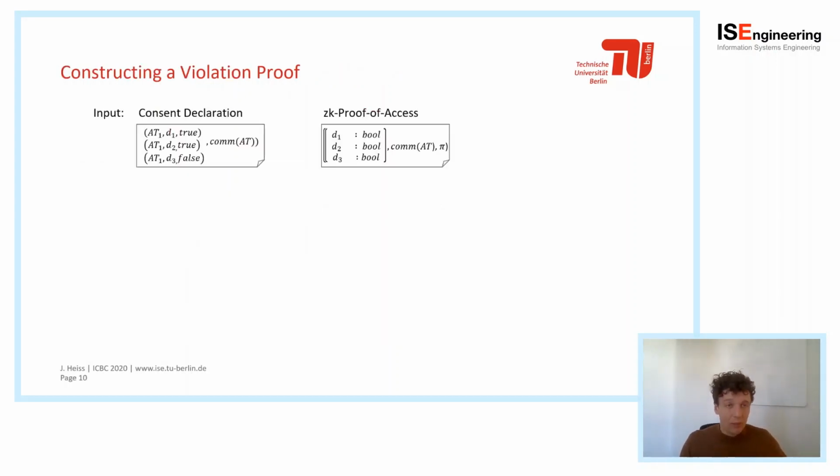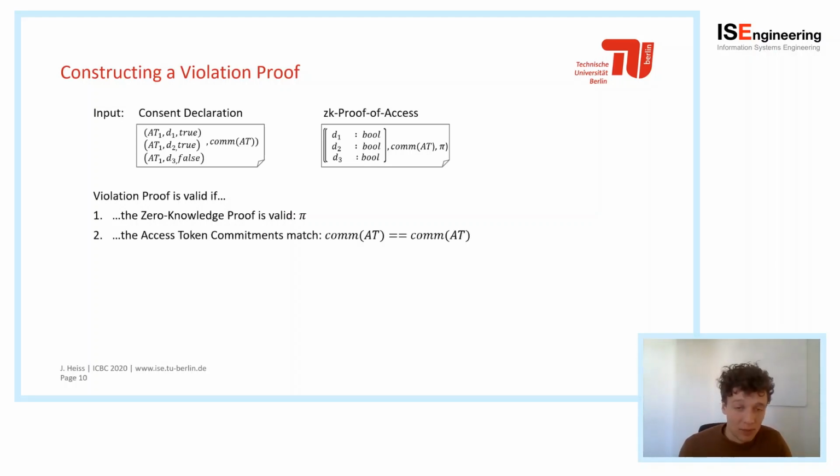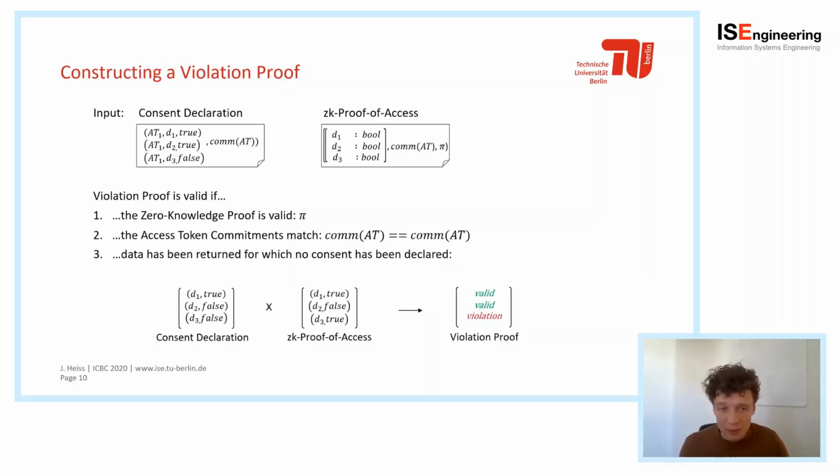Given both inputs, we can now construct a violation proof. And a violation proof is valid if the zero knowledge proof is valid, if the access token commitments match, if data has been returned for which no consent has been declared, so a violation exists. We can determine the violation simply by looking at the Boolean values of the consent declaration and the proof of access. If the consent declaration says false, so that no consent has been declared, but the zero knowledge proof of access says true, the data has been accessed, a violation can be determined.